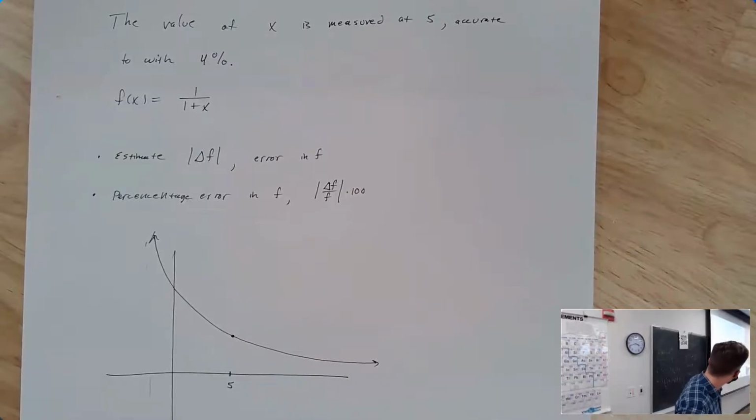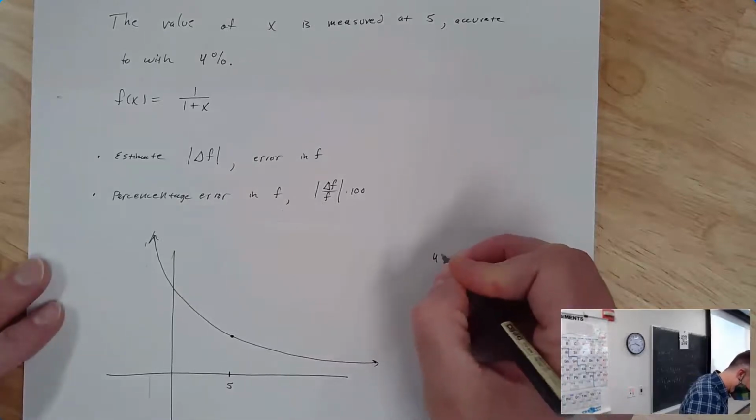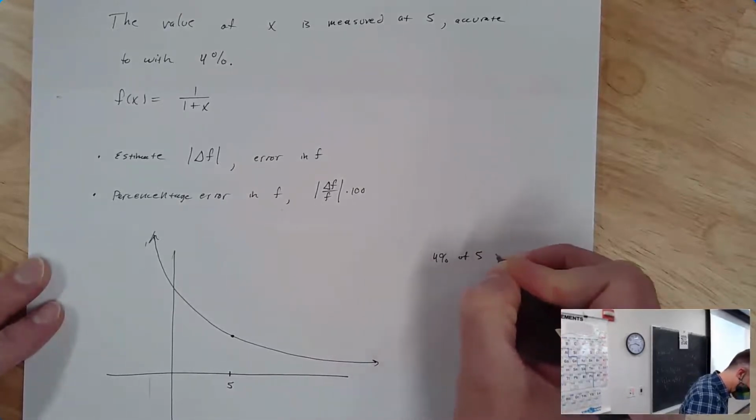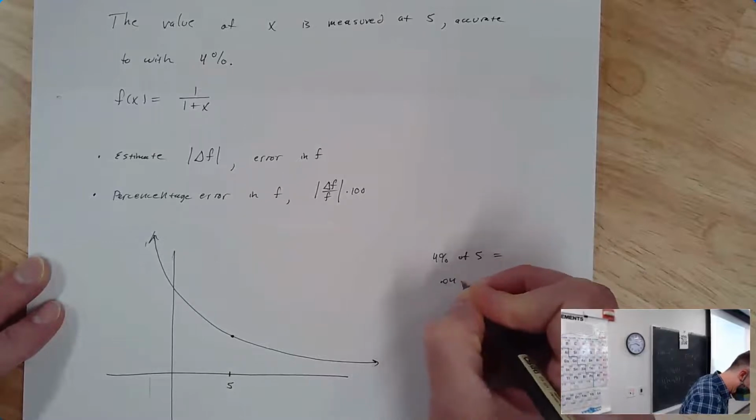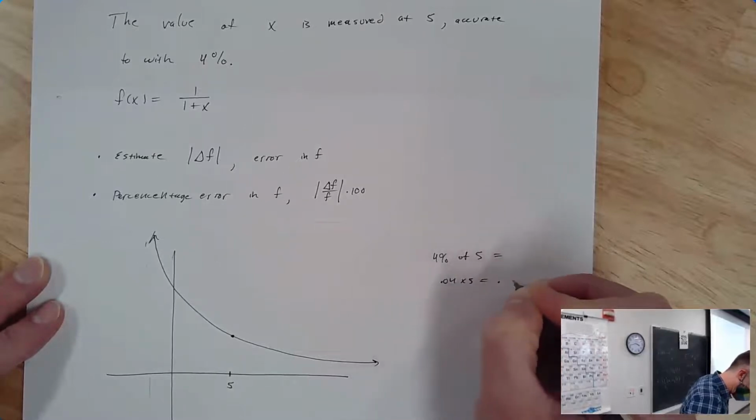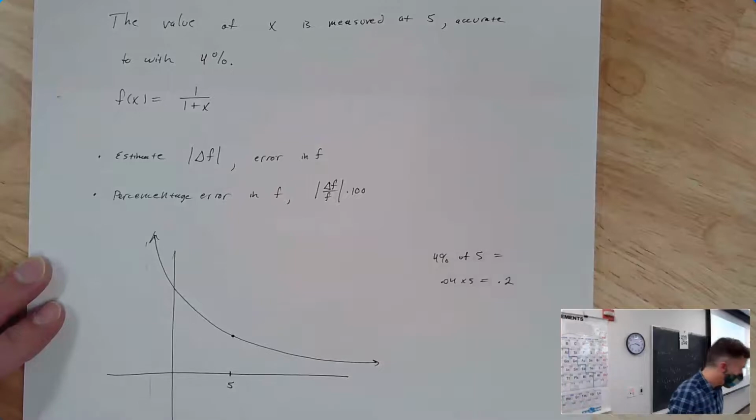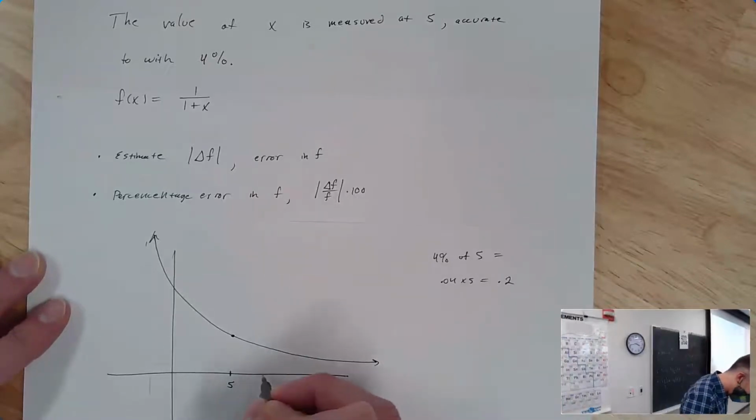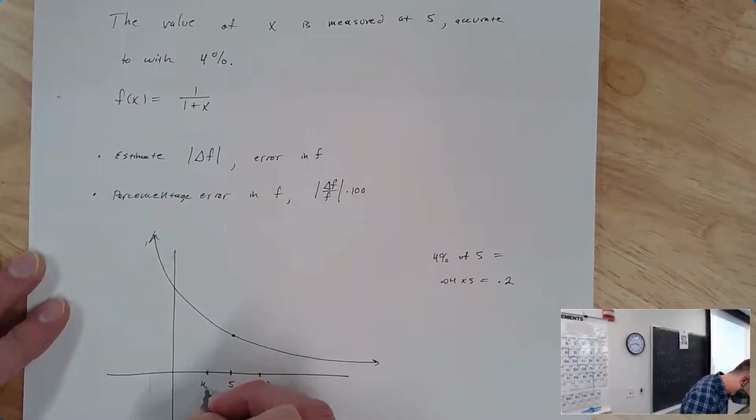Okay, so we're measuring that at 5, accurate within 4%, which means you're going to go 4% to the right or left of 5. 4% of 5, okay, we can calculate that. 4% of 5 is just going to be 0.04 times 5, which is 0.2. So that means we're going to go to 5.2 and over to 4.8. And that change there, that's your delta x.